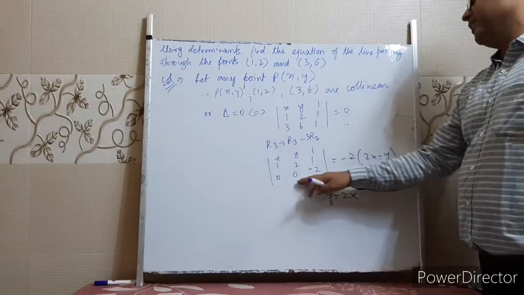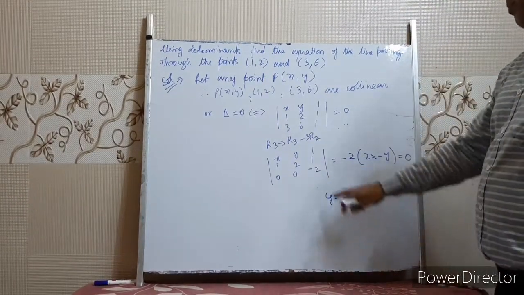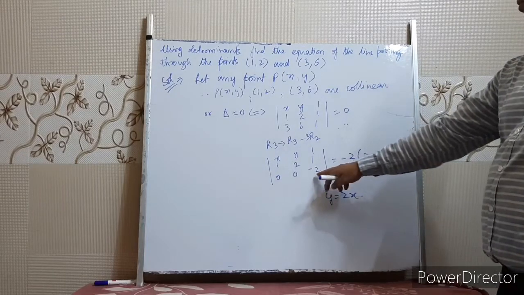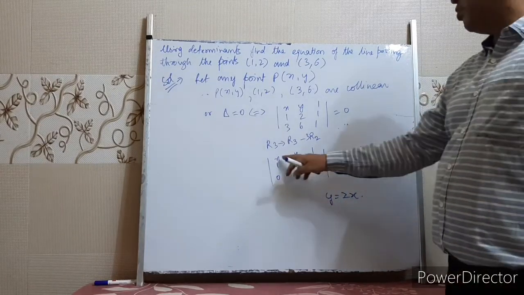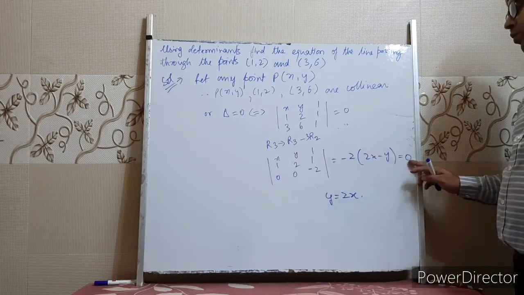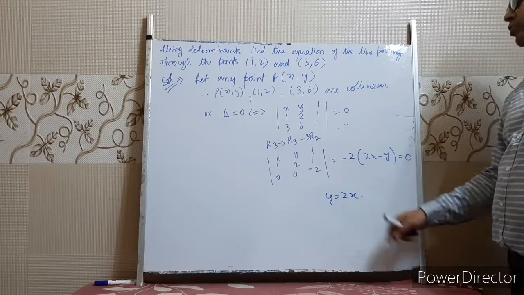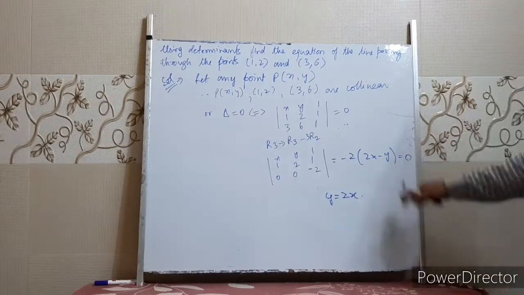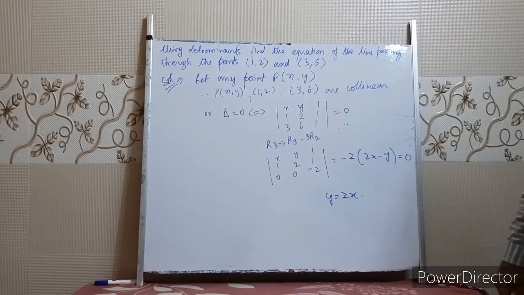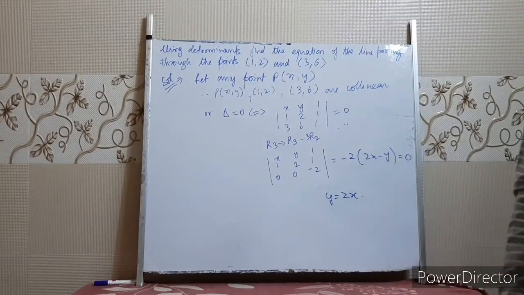And when we expand this determinant from R3, what will we get? Minus 2 times (2x minus y). So this minus 2 times (2x minus y) equals 0. The product is 0, so that means this will become y equals 2x. So y equals 2x is the required equation of this sum. Note down, please.